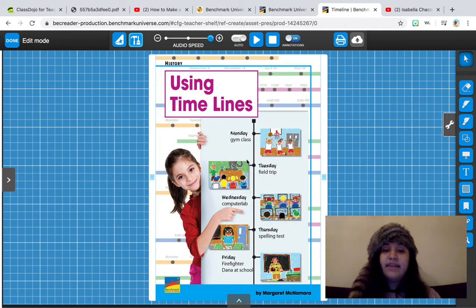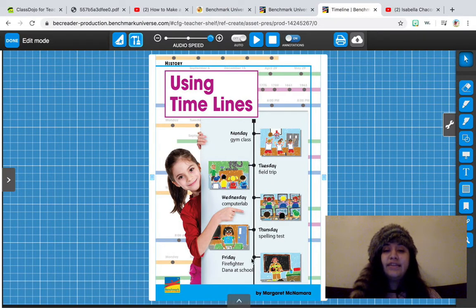So this is a week timeline. This is telling us on Monday, there's gym class. On Tuesday, there's a field trip. On Wednesday, there's a computer lab. On Thursday, there's a spelling test. And on Friday, it's firefighter Dana at school.